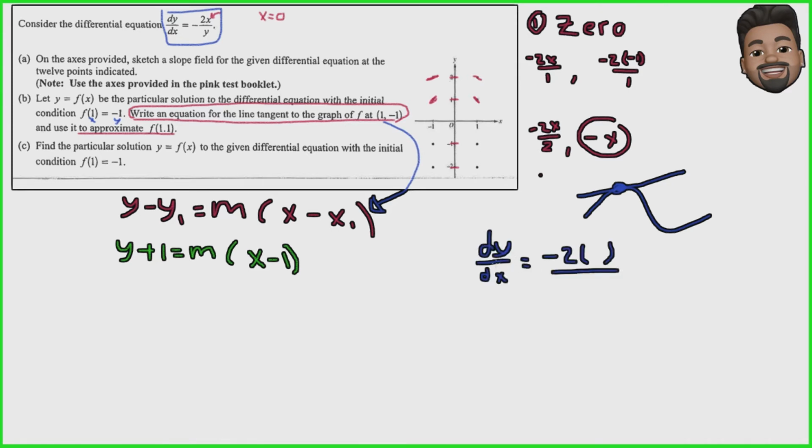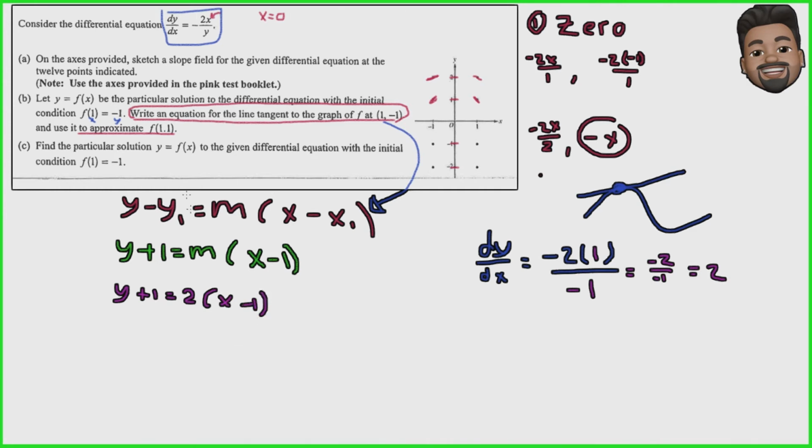So I rewrote dy/dx is equal to negative 2. I'm going to replace the x with the x value, which was 1, and then the y value is underneath. Well, what is the y value? The y value is negative 1. So I'm going to write that out down here. We get negative 2 over negative 1, and we get a positive 2. So now I'm going to go down here and rewrite this one more time. y plus 1 is equal to 2, and then we get x minus 1 right here.